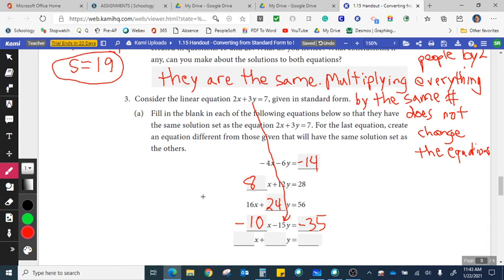So I multiplied by negative 5. Now last one, you pick. I'm going to pick 10. Multiply the whole thing by 10. So I'm just going to add a 0. 20, 30, and 70.